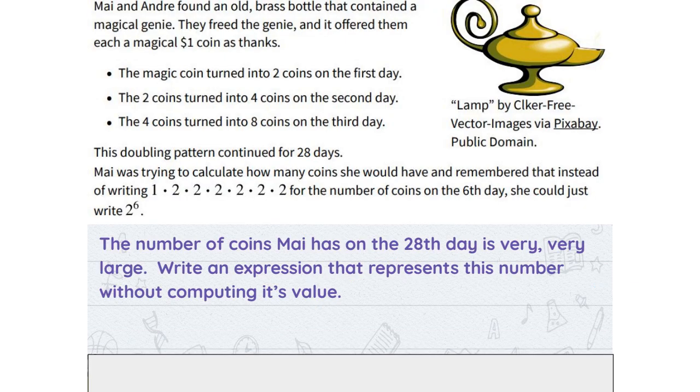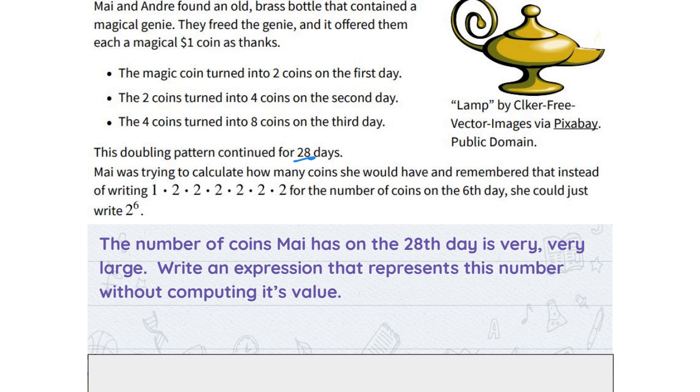Okay. Now for our first real example. May and Andre found an old brass bottle that contained a magical genie. They freed the genie and it offered them each a magical $1 coin as thanks. The magic coin turned into 2 coins on the first day. The 2 coins turned into 4 coins on the second day. The 4 coins turned into 8 coins on the third day. This doubling pattern continued for 28 days. May was trying to calculate how many coins she would have.